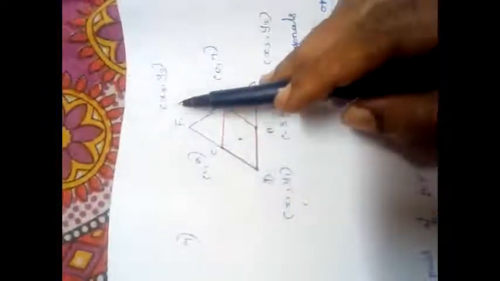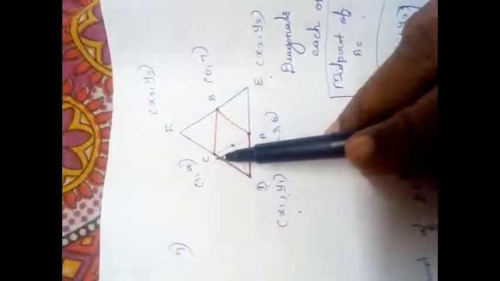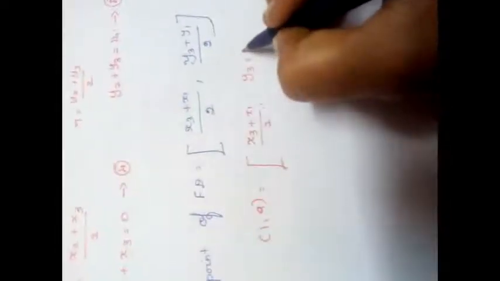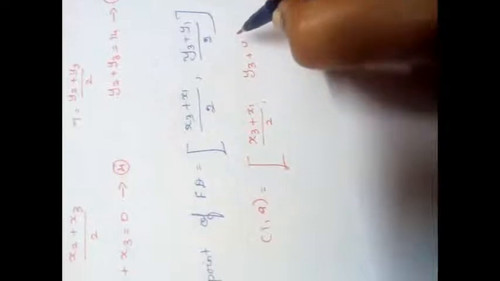Now midpoint of FD. What are the points of FD here? F point is x3 comma y3 and D point is x1 comma y1. Okay, and the midpoint is 1 comma 9. So midpoint of FD, 1 comma 9, is equal to (x3 plus x1) by 2, (y3 plus y1) by 2.